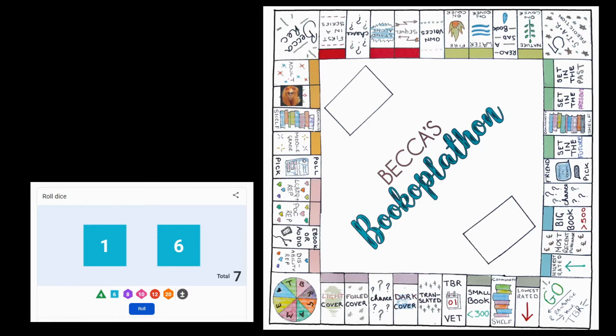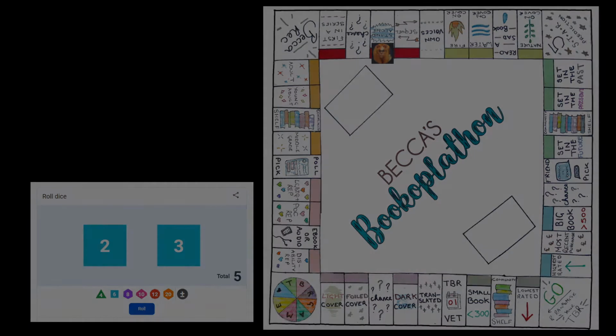For the third roll, 5, which is a standalone. As you just saw, roll number 3 is to read a standalone.